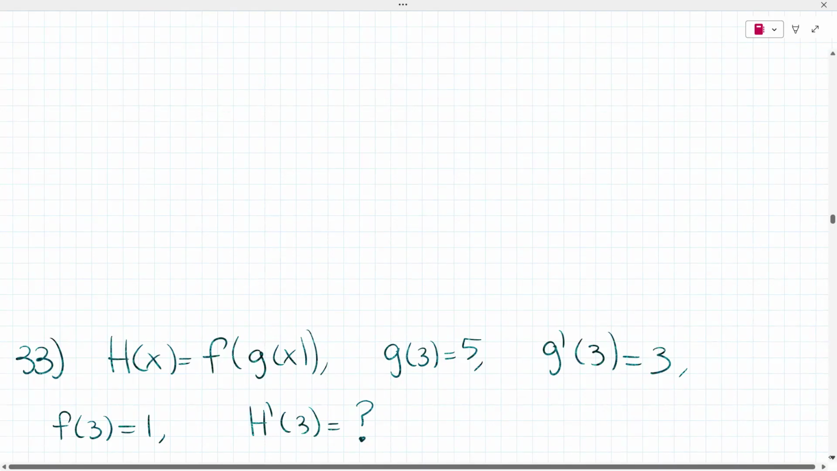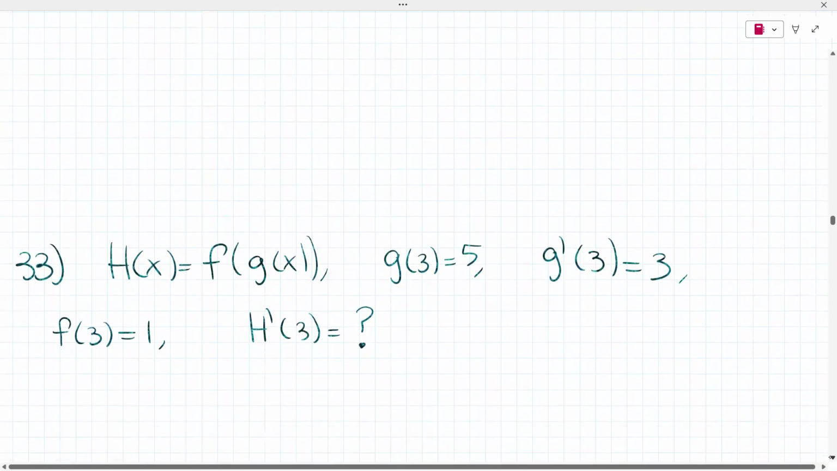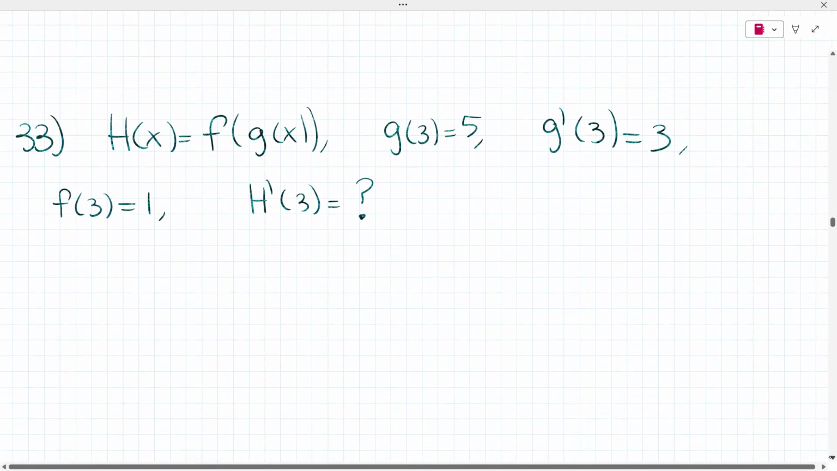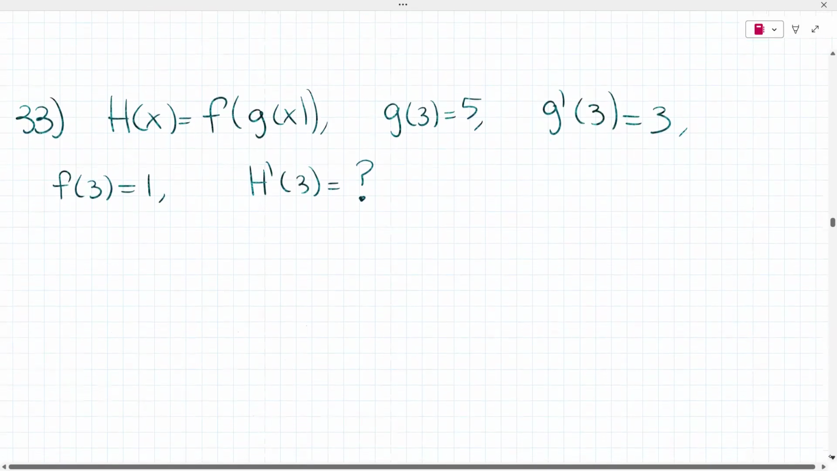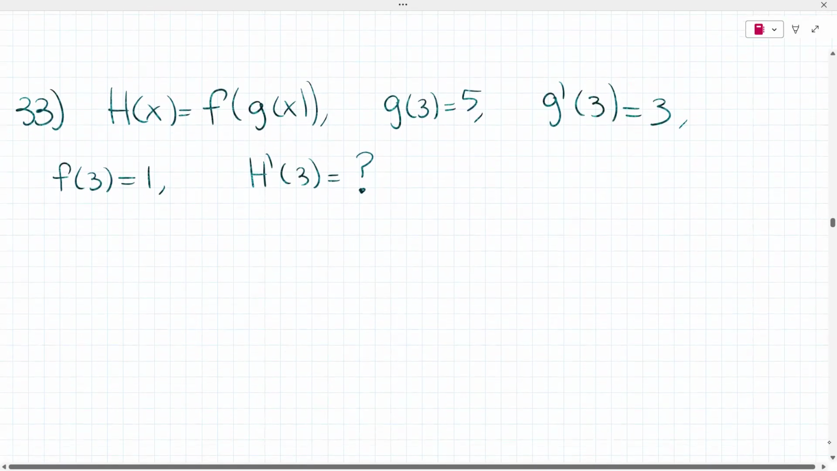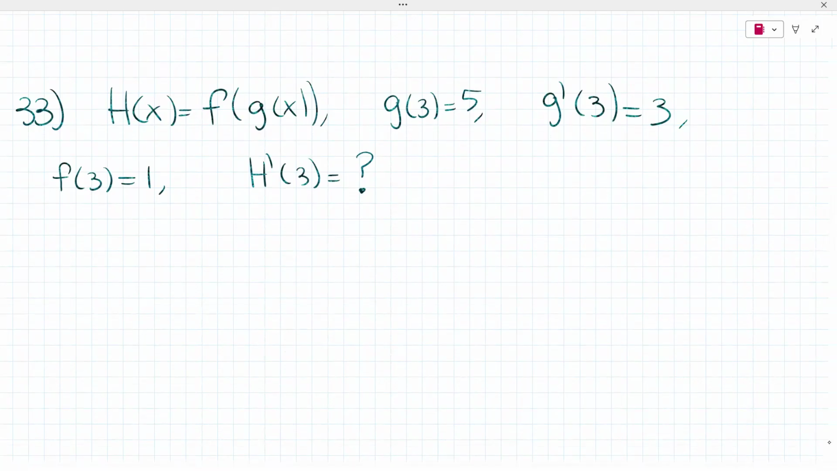Okay, 33. We have h of x equals f of g of x, and then g of 3 equals 5. g prime of 3 is 3. f of 3 is 1. Find h prime of 3.